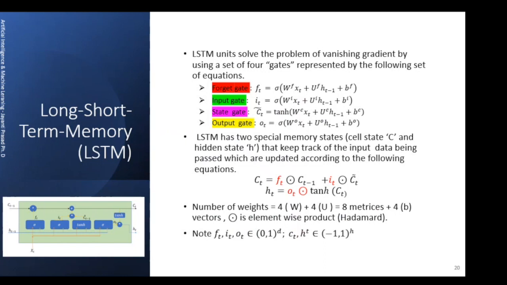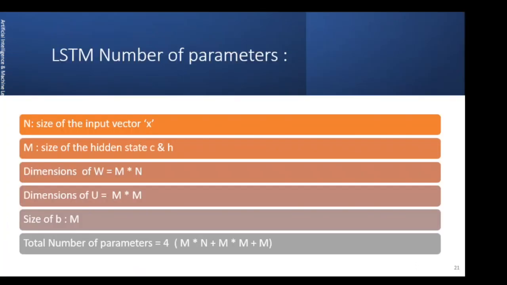And the B will be of the same dimensionality as WXT, so that they can be added. LSTM number of parameters, how many parameters are there? N is the size of input vector, M is the size of hidden state, and the dimensions of W is M into N, and the dimensions of U is M into N.